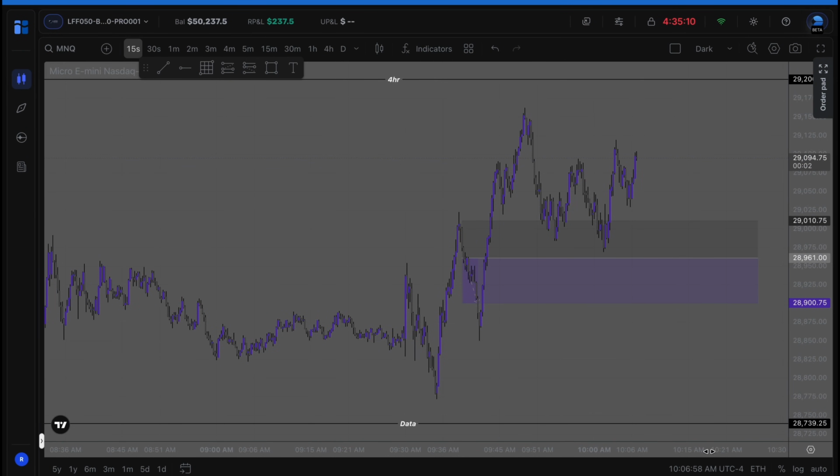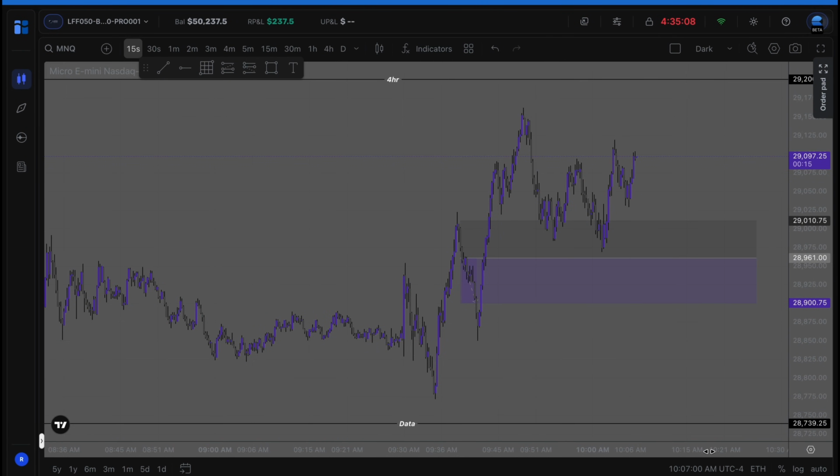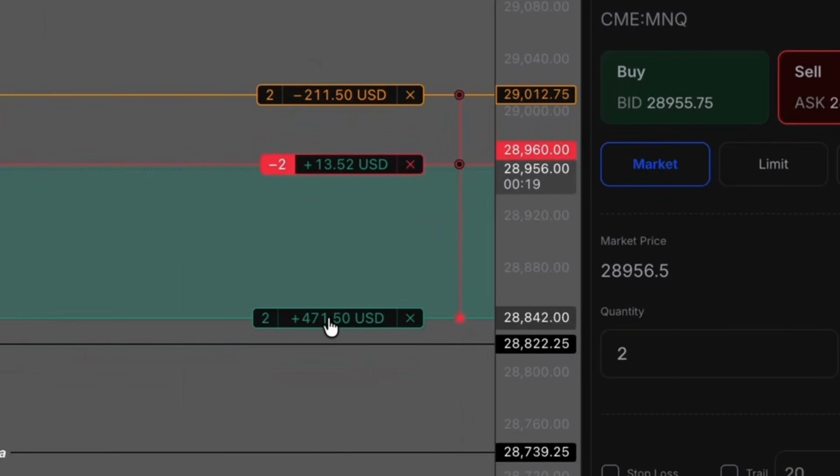Yo, this is a trade recap on how I got 61 points on the Nasdaq today. 1.2 R, 15-second inversion, A plus setup. I really like this. Today is June 10th. I'll play the recording now.